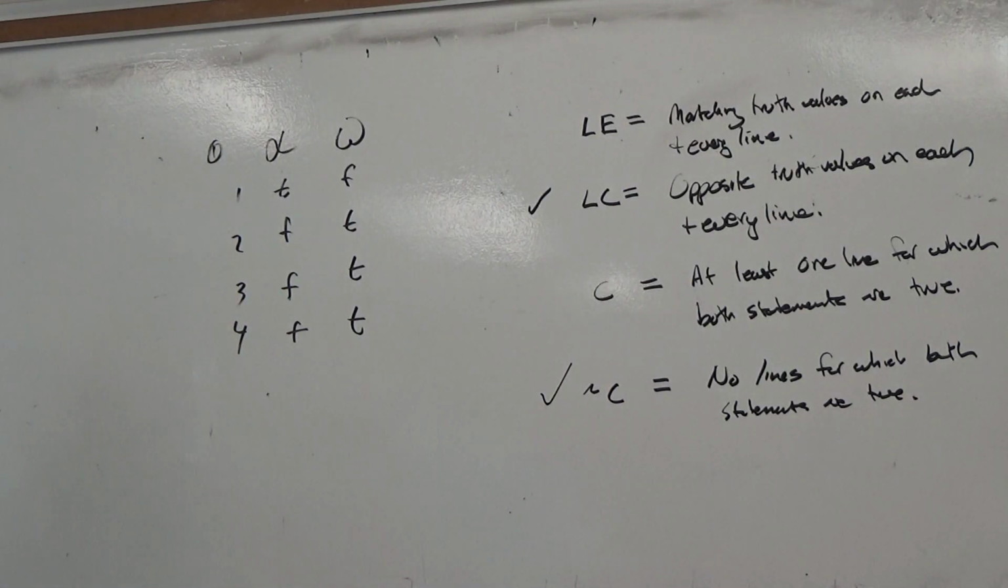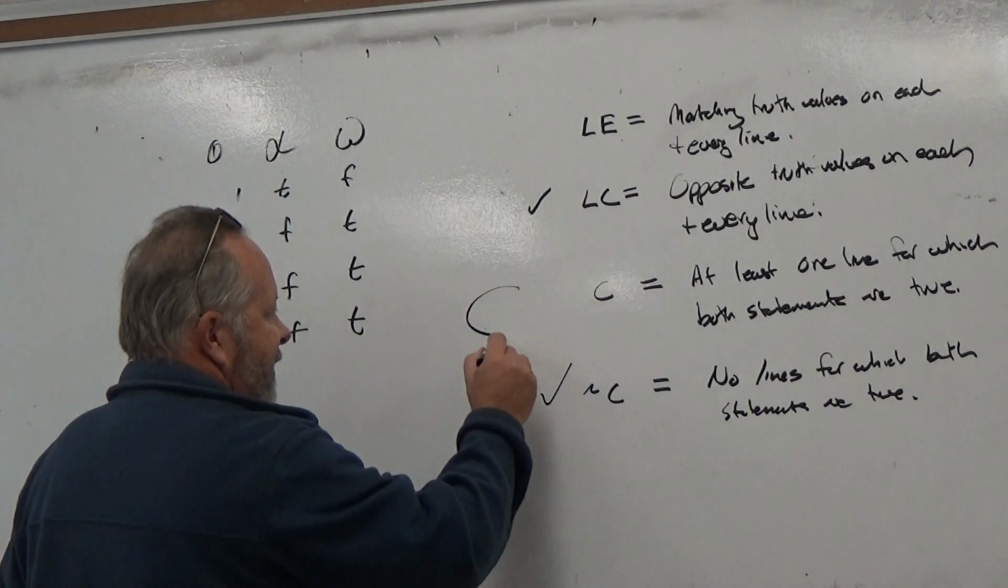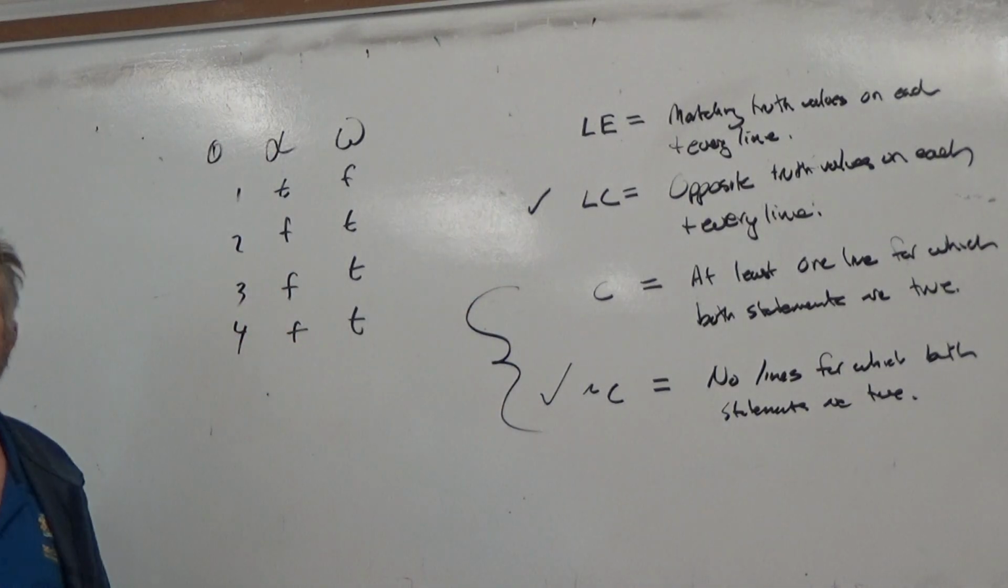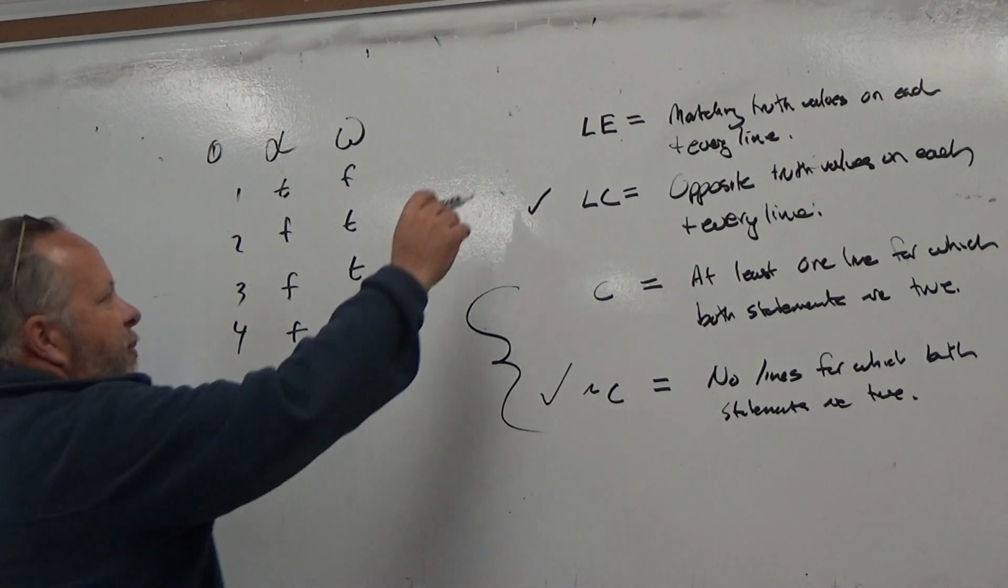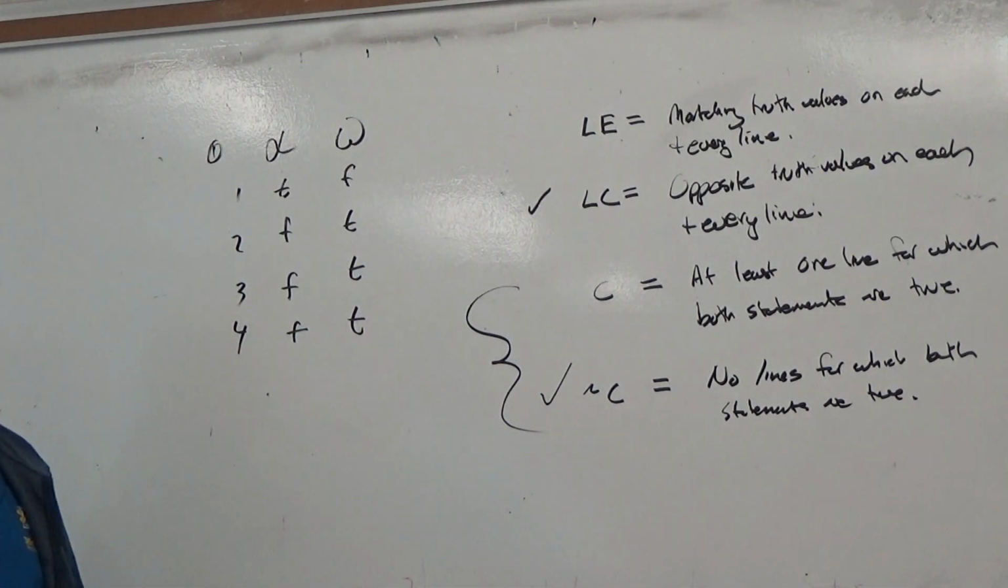You will always have a tick on one of those 2. Does everybody understand? Always on one of those 2. Up here, you may or may not have a tick. Does everybody understand that? Okay.